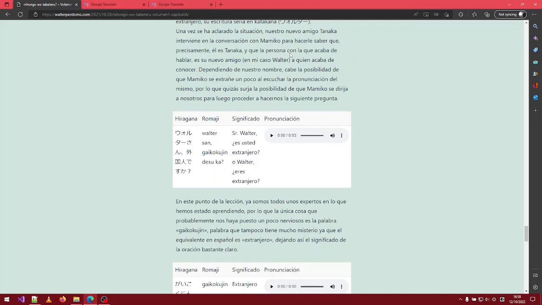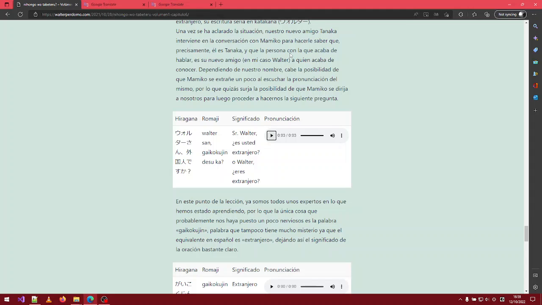Okay, so this is another interesting question. ウォルターさん、外国人ですか？ Uruta-san, gaikokujin desu ka? So gaikokujin is a foreigner, like someone who comes from outside Japan.